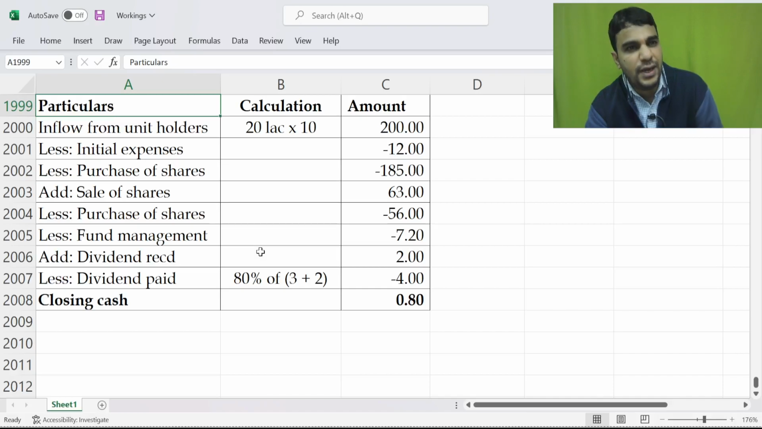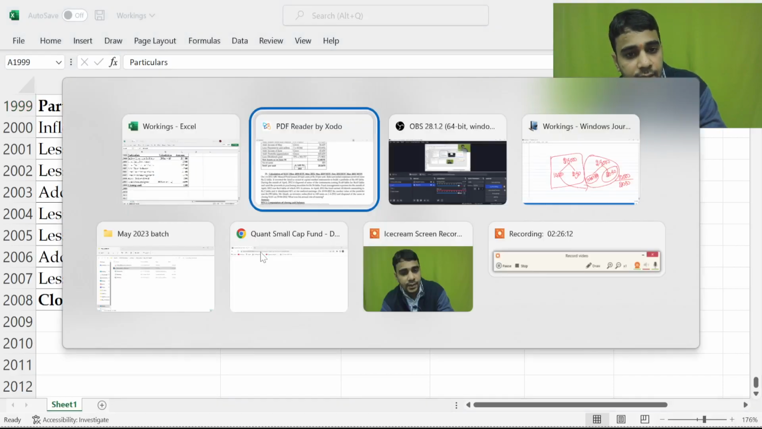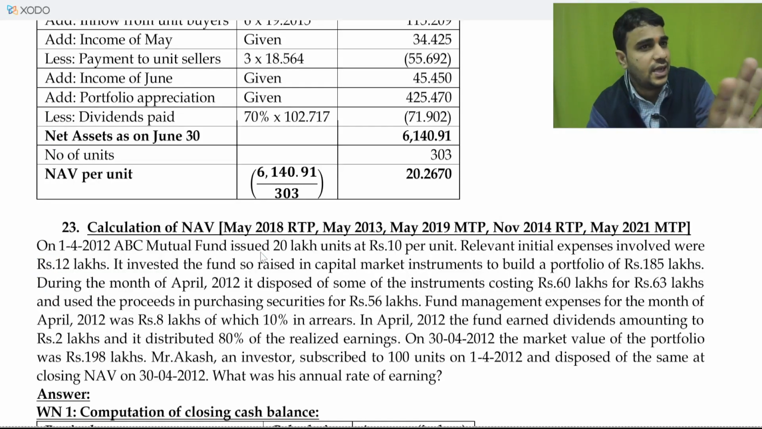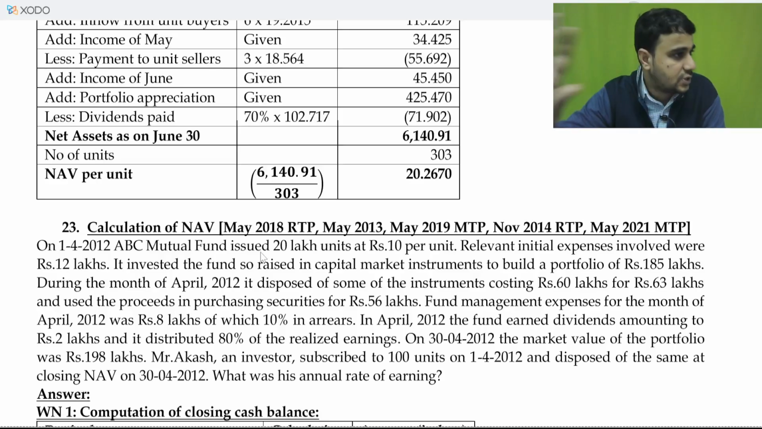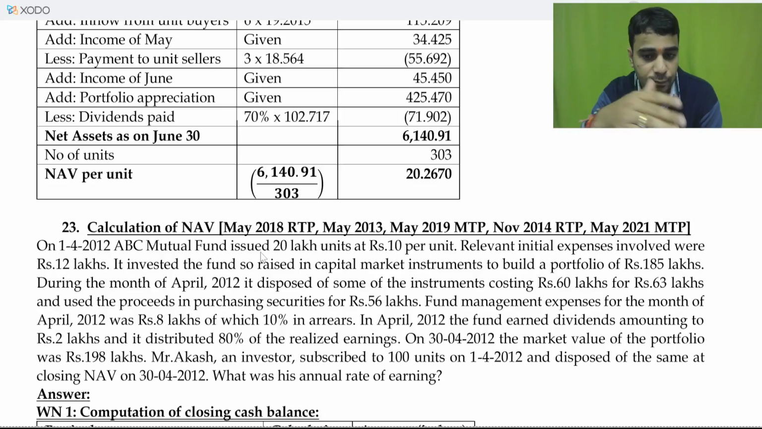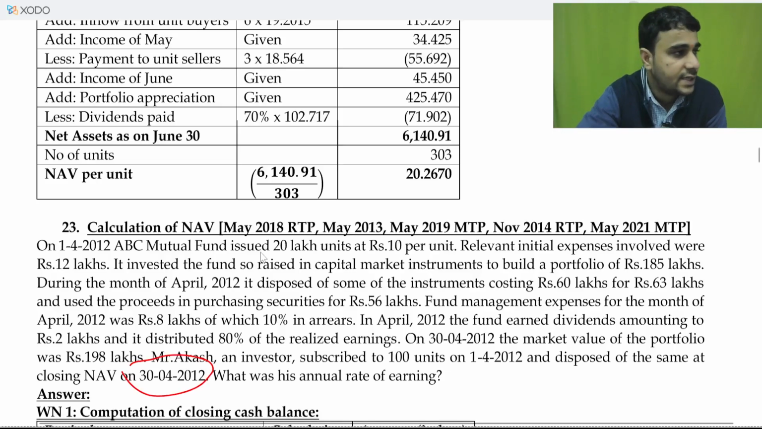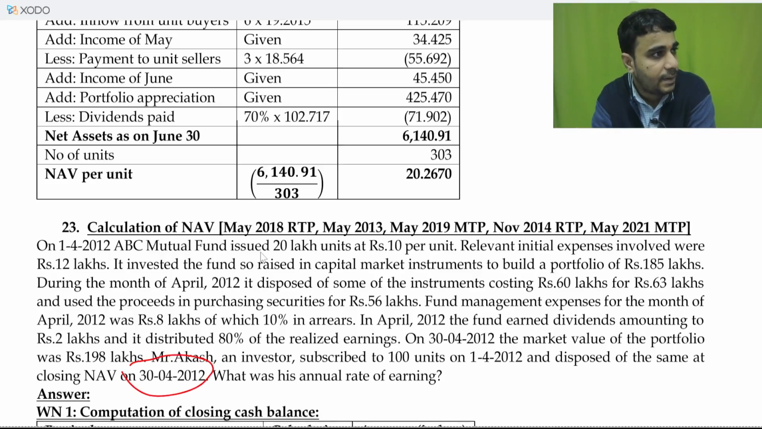Once this 9.9 is calculated, then this guy may move out 100 units. That doesn't matter, because when people move out or come in, NAV does not change. NAV is going to be 9.9. Whether this guy moves, he says he disposed of the same at the closing NAV, it doesn't really matter to us. It's not going to matter in our computation. Any doubts till now? Clear? Can we proceed?